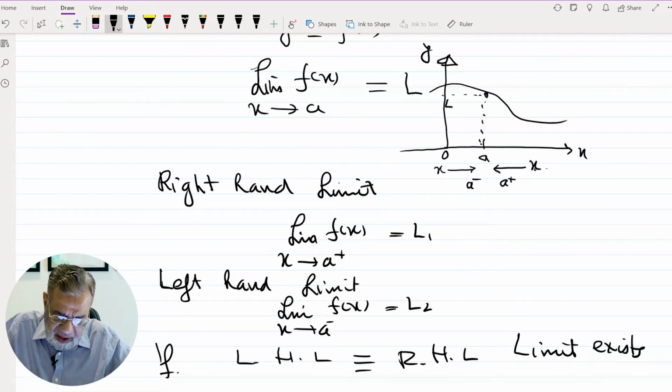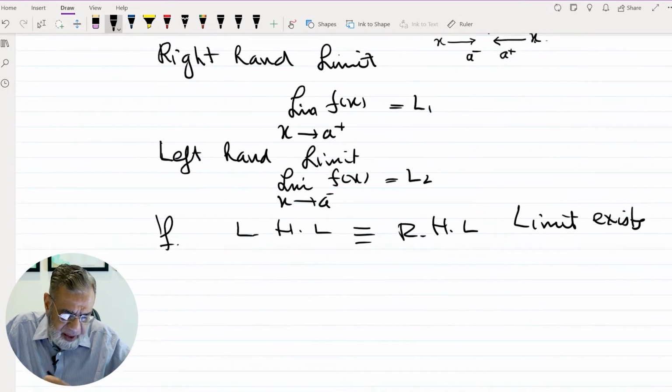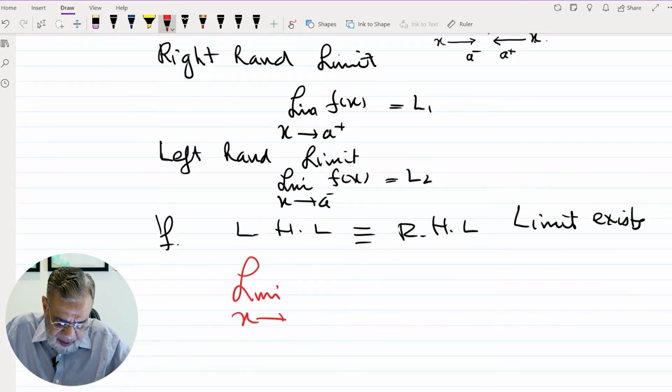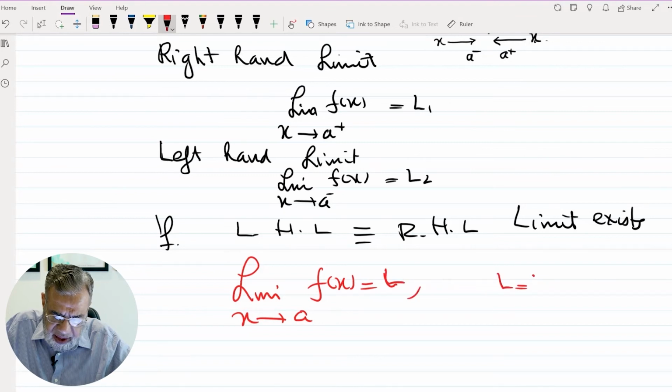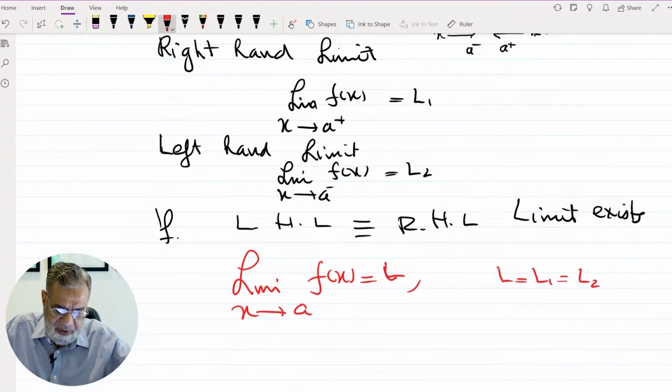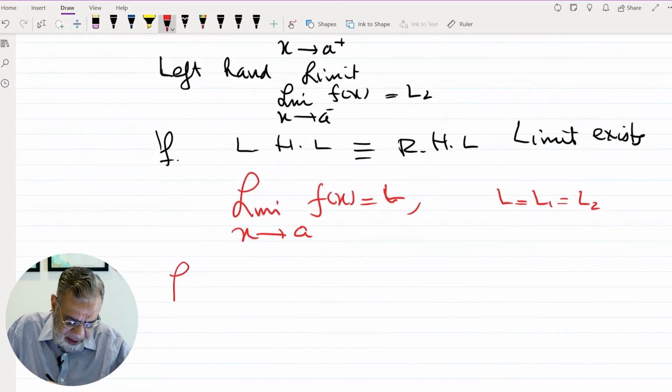And in that case, we can say here the limit as x tends to a of f of x is equal to L, where my L is equal to L1 plus L2. The same thing we can extend here. For example, I will give a simple example.